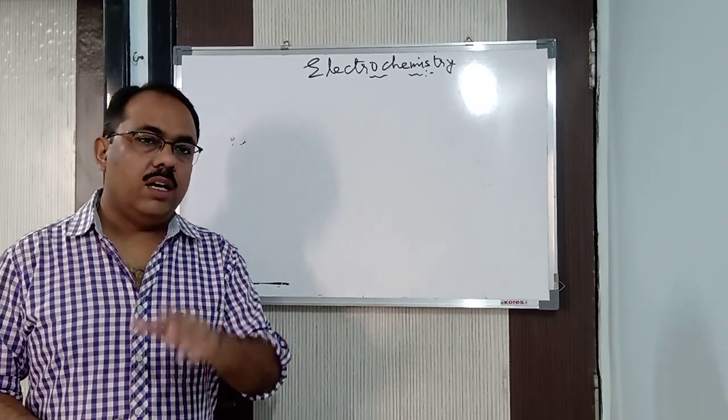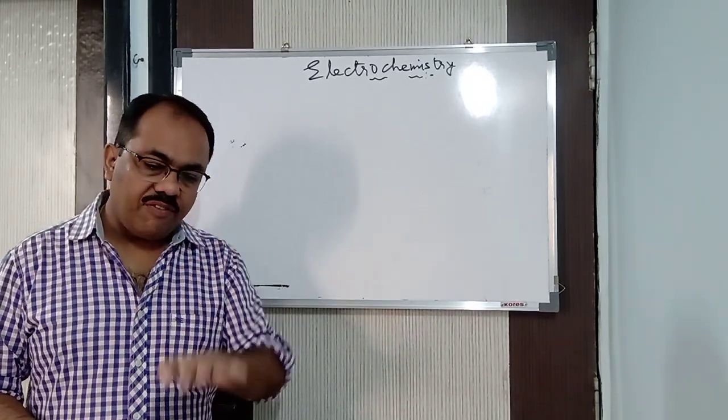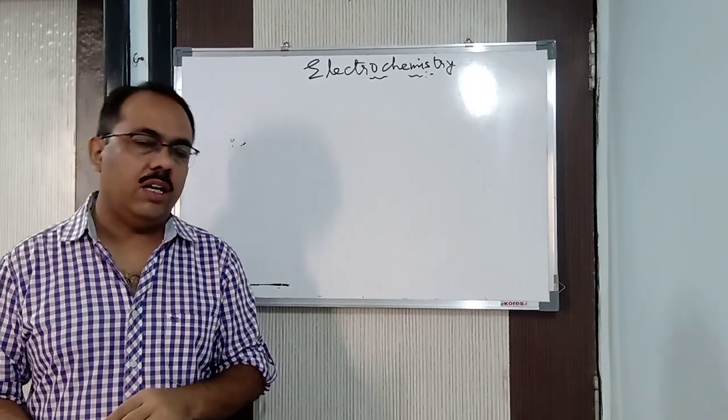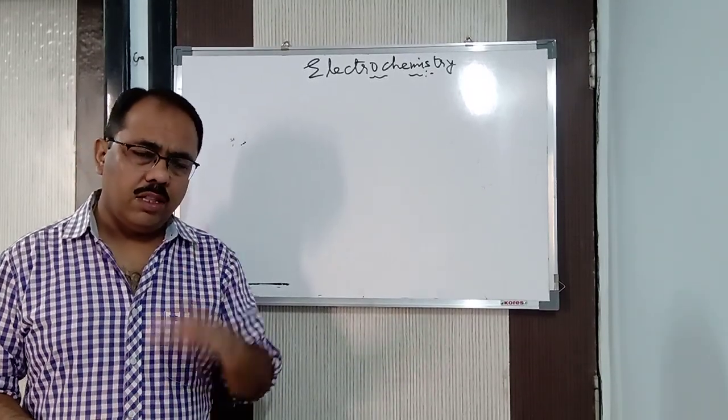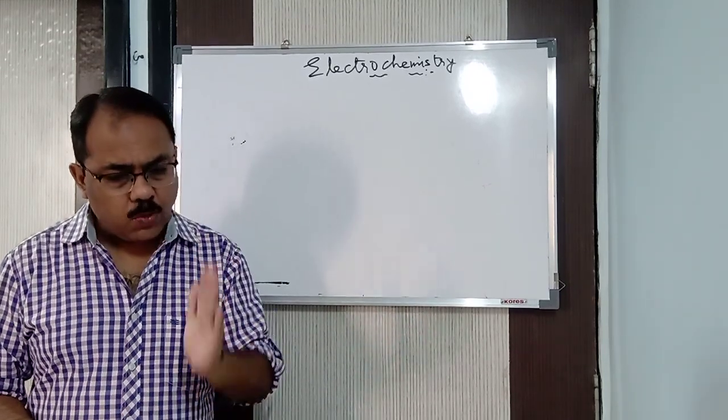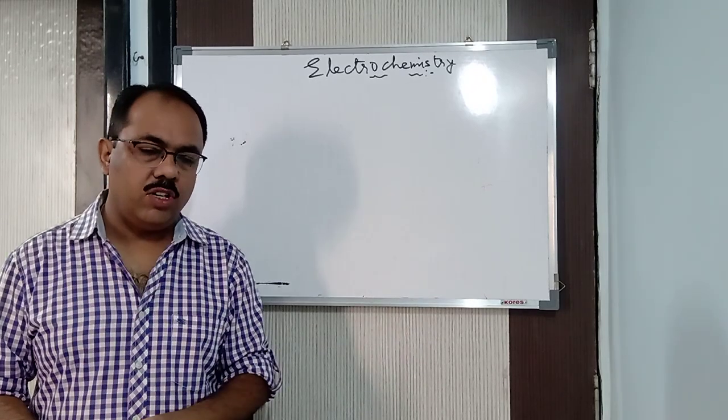Now remember that the reaction which is taking place is a spontaneous reaction. There is a decrease in the free energy of the reaction, that is delta G is negative. If you remember, last year you studied in thermodynamics that the value of delta G is negative because it is a spontaneous reaction.